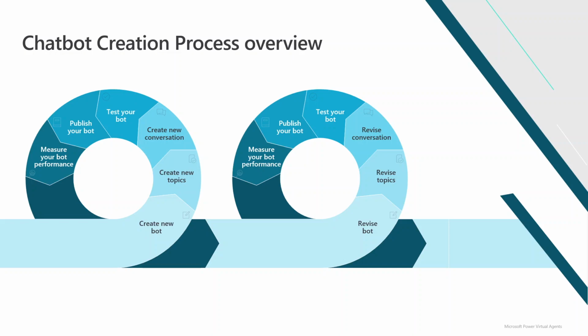And how about creating bots? It follows this cyclical process. You create a bot, you create new topics, create the conversations, test it, publish, measure performance, and then start again. Revising the bot, revising the topics, revising the conversation, testing, publishing, measure. And you go on these iterative cycles.